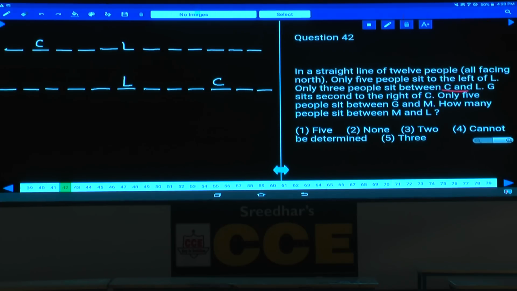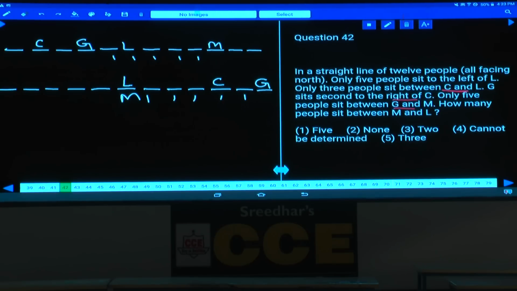G sits second to the right of C, so G will be at this place. Only 5 people between G and M: 1, 2, 3, 4, 5, and M will be here.